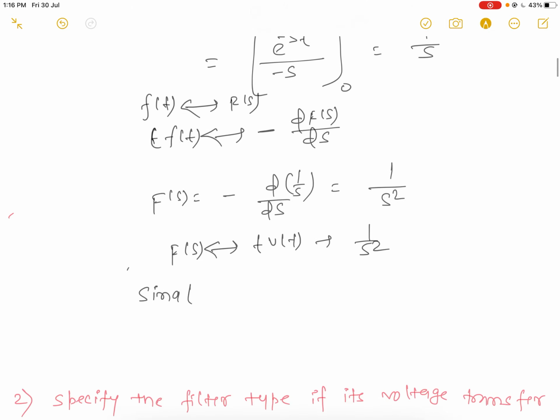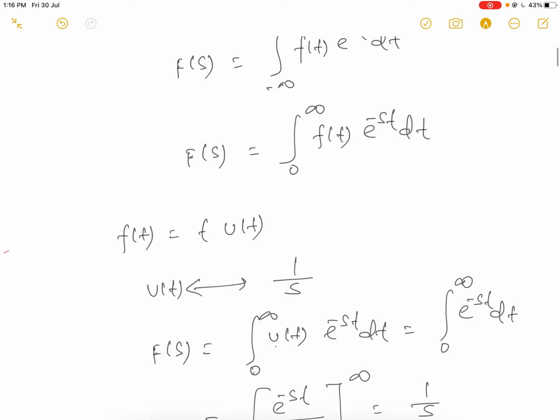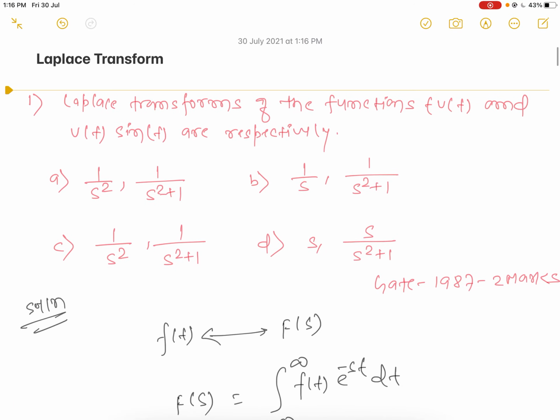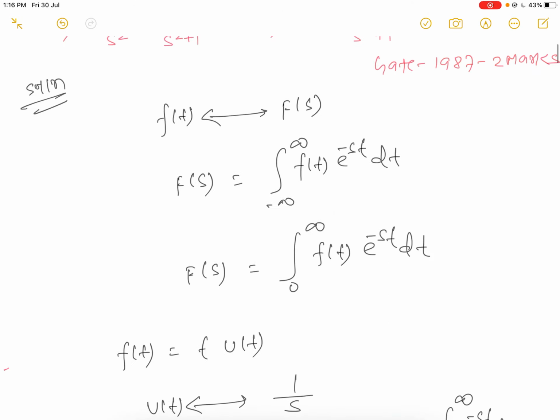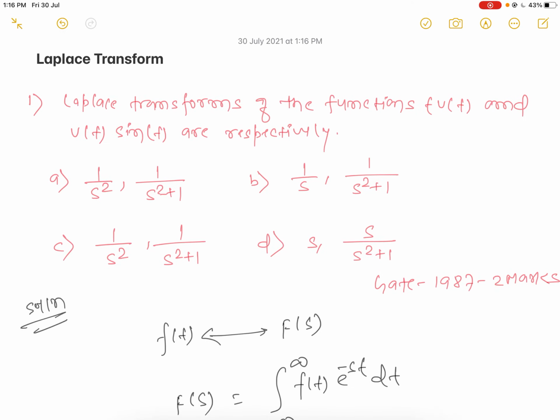And for the Laplace transform of sin at, we know that it is a upon s square plus a square. In the place of a, what is the value of a? It is 1. So it will be 1/(s square plus 1). So the right option will be 1/s square and 1/(s square plus 1). Is option A also a right answer, or option C? No, option A is wrong. In option A, it is given as s upon s square plus a. So option C will be the right answer.